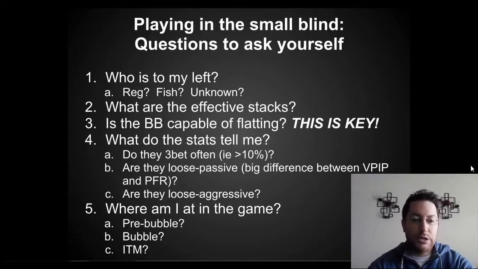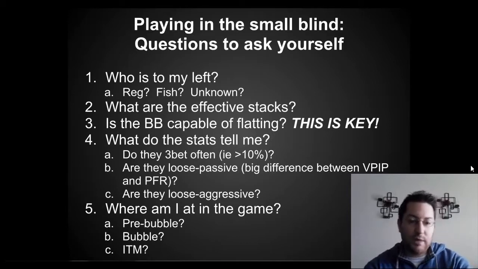Now, who are the players that are capable of calling a raise? They're typically those fishy, crazy players or unknown players. Regs, as we know, based upon your standard sit and go strategy, for the most part you should not be calling raises. That's just something we know, we've learned. So if you have a reg in the big blind, typically they're not going to be calling a raise. So that concept of who's going to be capable of flatting and who isn't is going to be really key in determining what our strategy should be in the small blind.